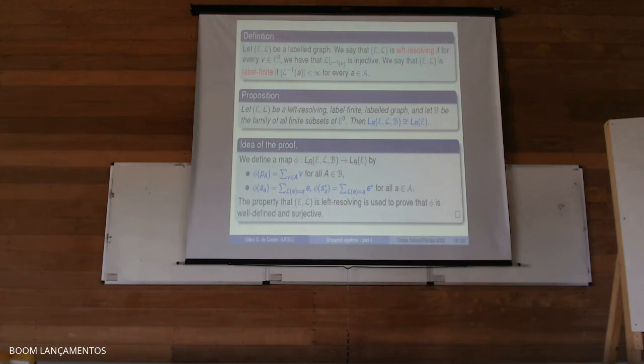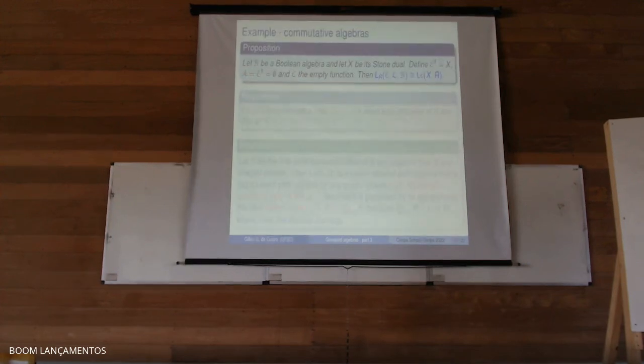But of course, we can ask if all left labeled path algebras are actually graph algebras. Because if they are all graph algebras, we don't need this extra definition. But the answer is no, because we have these commutative algebras generated by idempotents.